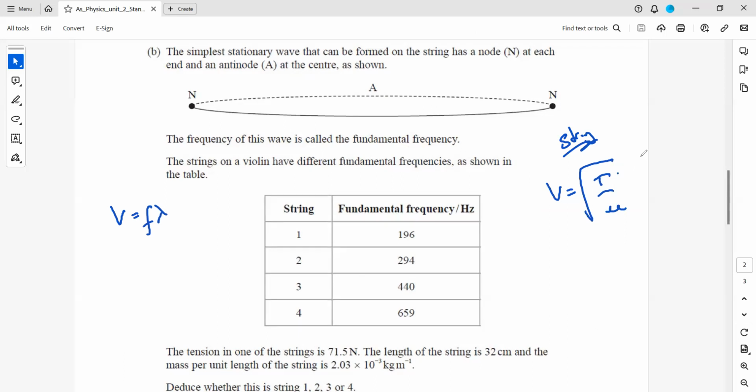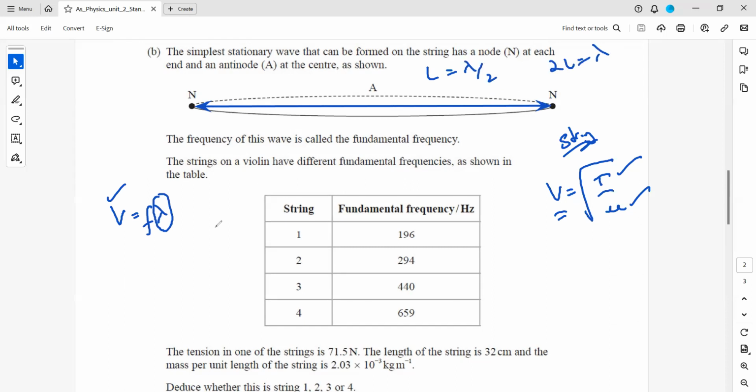V is the square root, because we have the tension, the force, and the mass per unit length. First we'll find V. Then, when it is vibrating in one loop, what about the wavelength? The distance between two successive nodes is given by lambda by 2. It's half of the wavelength. So we can say length is equal to half of the wavelength, so lambda will be equal to 2L. So V over 2L will be equal to F.